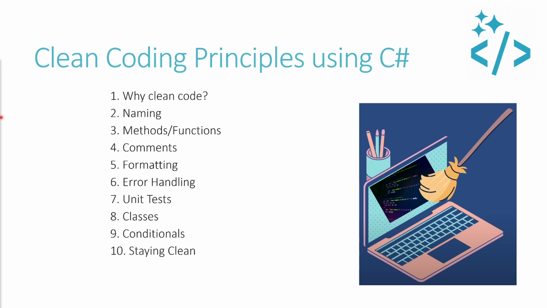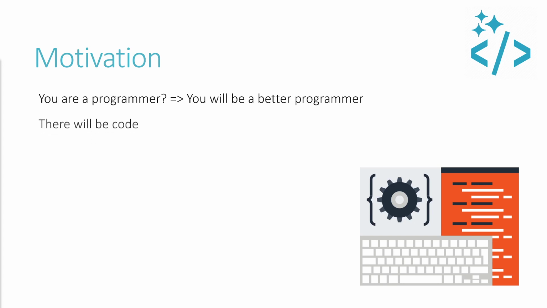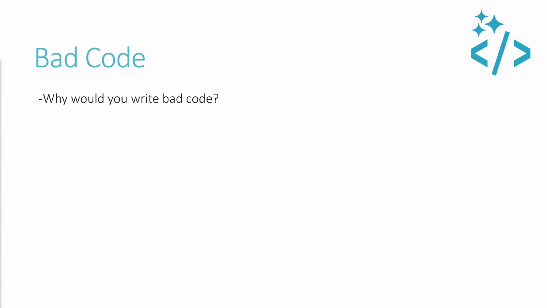Good. Next, we're going to see what the motivation is for having clean code. First of all, if you are a programmer who writes clean code, you will of course be a better and more professional programmer. Of course, there will be code in the future, so ChatGPT and these kinds of tools will not replace our work. They will just ease the writing of code, but we still have to think with our heads. And yes, we will never get rid of code.